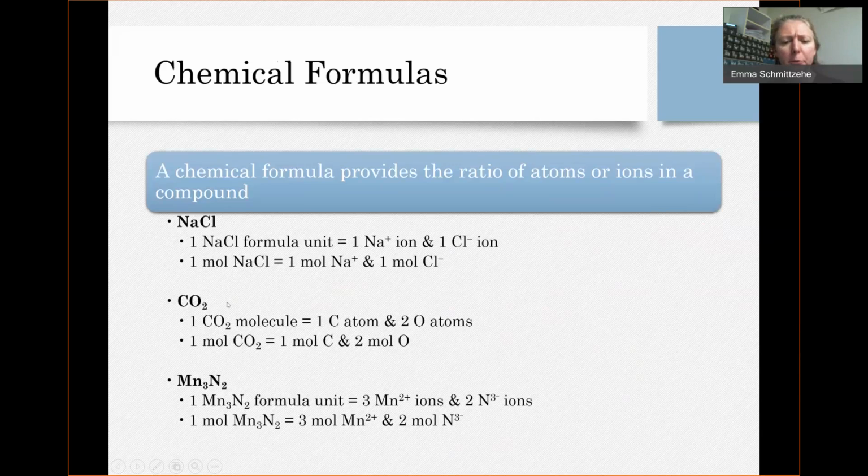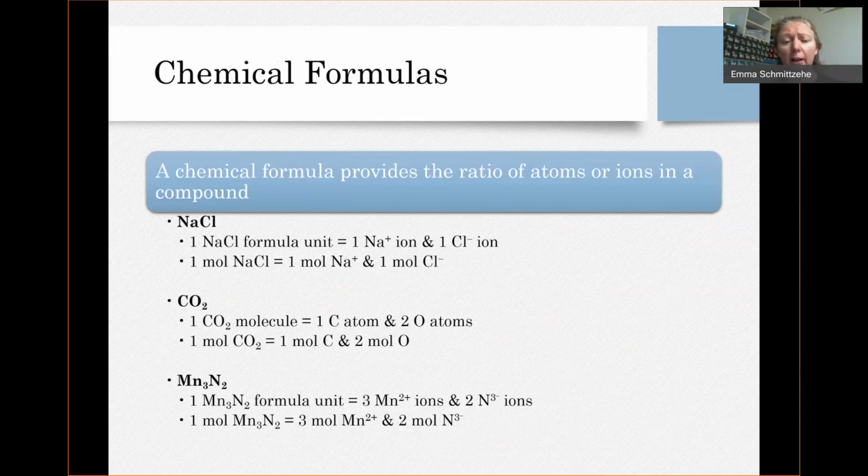And so the other examples I have here, I have CO2, so carbon dioxide. So if you had a molecule of carbon dioxide, if you look at that chemical formula, you should see that for every one CO2 molecule, you have one carbon atom and two oxygen atoms. Okay, but more usefully, we can talk about it in terms of moles. And so 1 mole of CO2 would have 1 mole of carbon atoms and 2 moles of oxygen atoms.